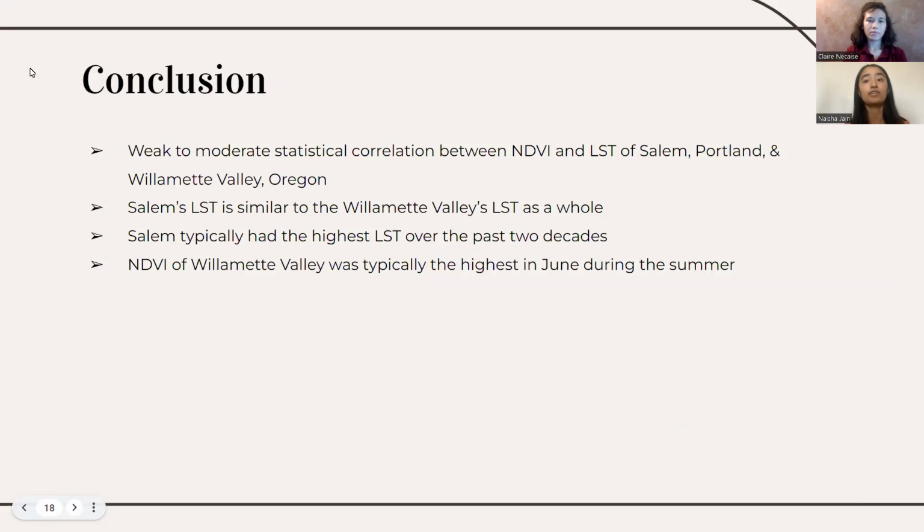We have concluded that there is a weak to moderate correlation between the LST and NDVI between the cities of Salem and Portland and the Wilmette Valley. Additionally, the LST values were very similar in Salem and Wilmette Valley as a whole. We have 2 more conclusions that we have listed on this slide.